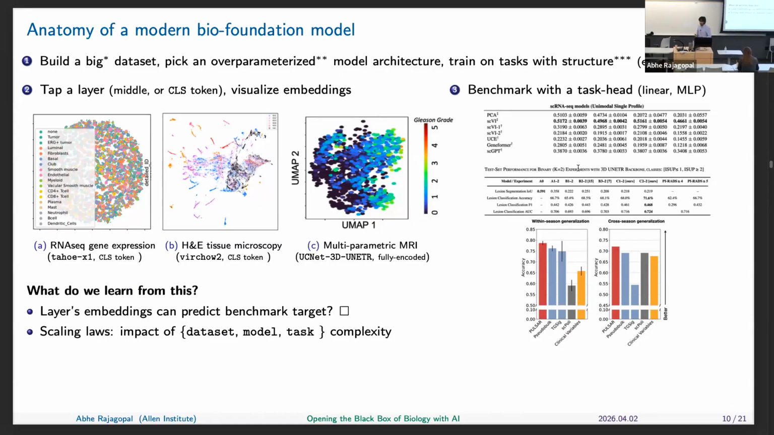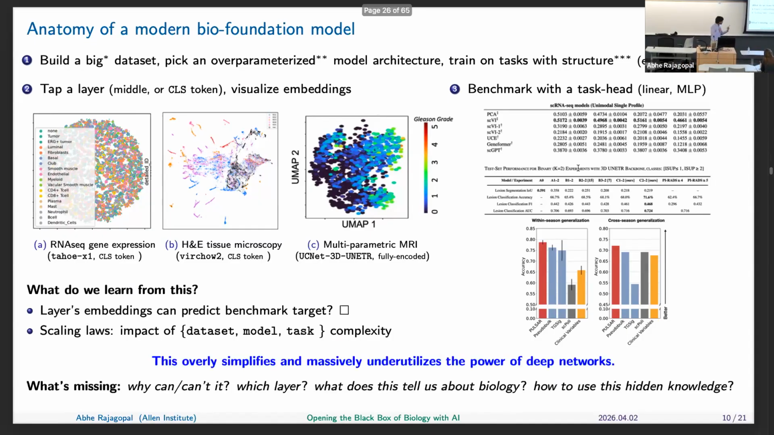I could tell you how well the model is scaling as I put more data into it and I make these architectural choices. But in my opinion, this overly simplifies and massively underutilizes what deep learning models can do. In particular, where is the biology? What did we learn from those prediction tasks? What does that tell us about how things work together?